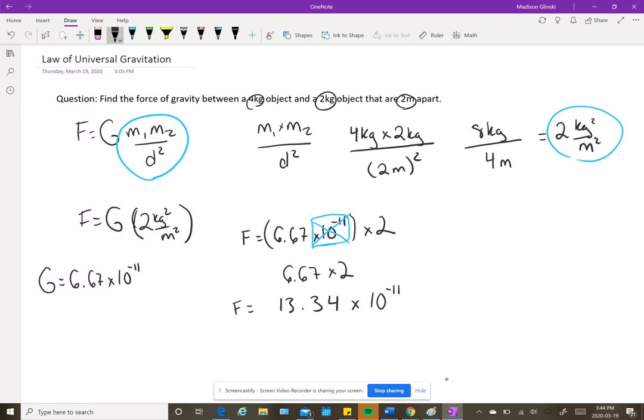However, this isn't appropriate scientific notation. In scientific notation, the decimal point always goes between the first and second non-zero number. So here it should be 1.334 times 10. The exponent is a small exponent, so it's a negative number. And since that moves the decimal to the left one, you don't have to move that far now. So it would be 10 to the negative 10.